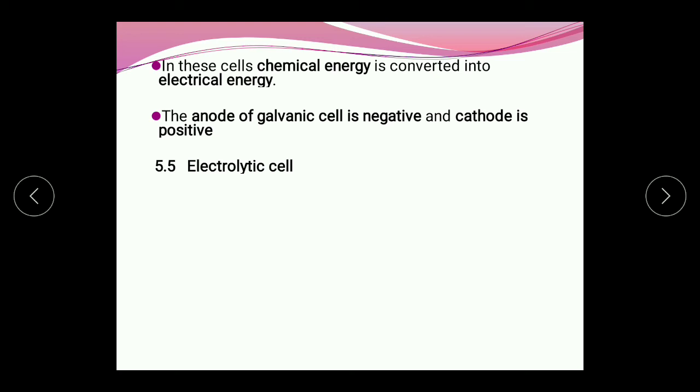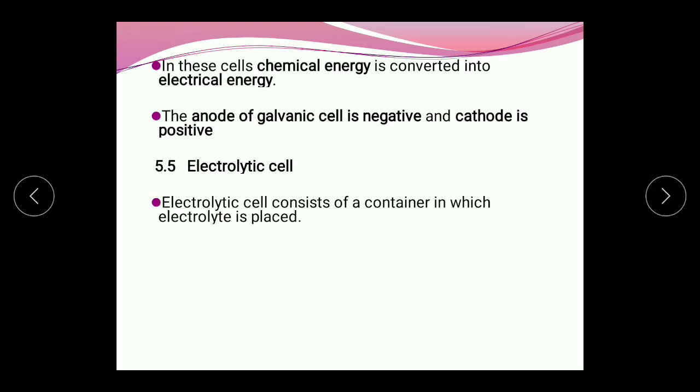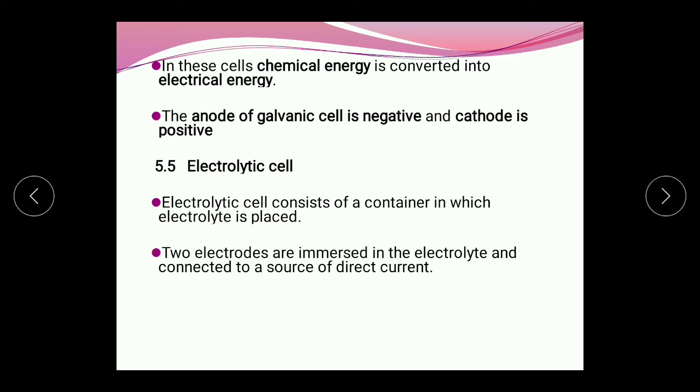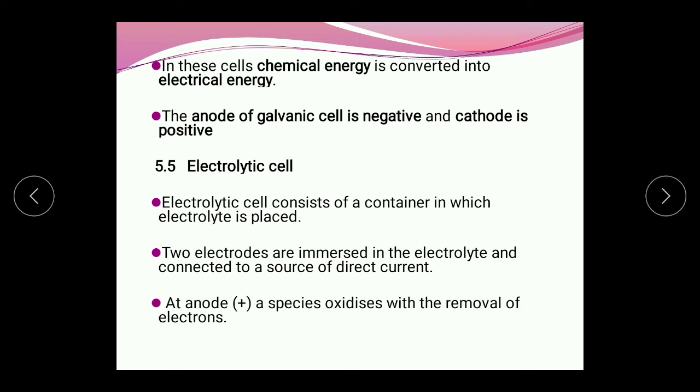What is an electrolytic cell? It is a cell in which a container is taken and an electrolyte is placed inside that container. Two electrodes are immersed, that means dipped, in the electrolyte, and they are connected directly to a battery, or we can say to a source of direct current. The anode is connected to the positive terminal and the cathode is connected to the negative terminal of that battery.